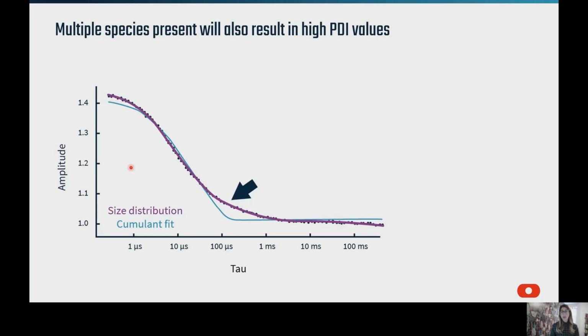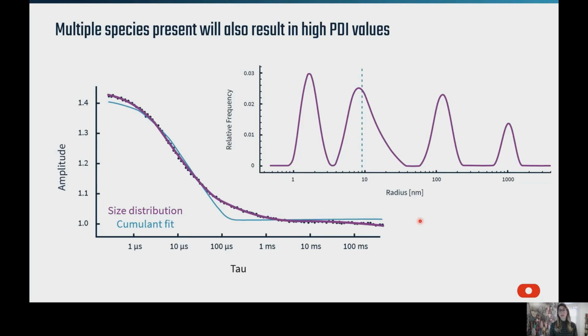And we have a cumulant fit and a size distribution fit, where the cumulant fit in teal is quite poor. However, the size distribution fit in purple overlays the raw data very nicely. And this is corroborated by the intensity distribution plots, which show that there are 4 discrete particle size populations in this particular sample as well.